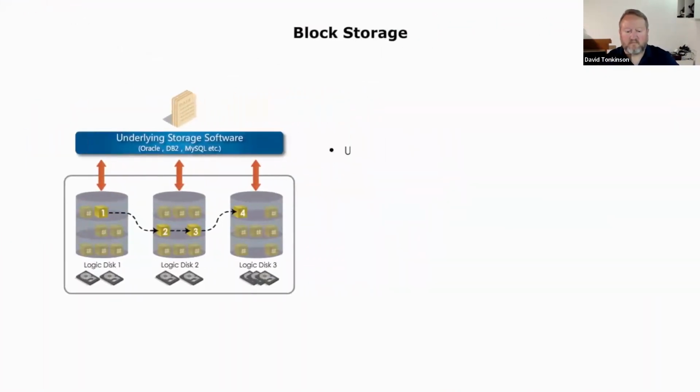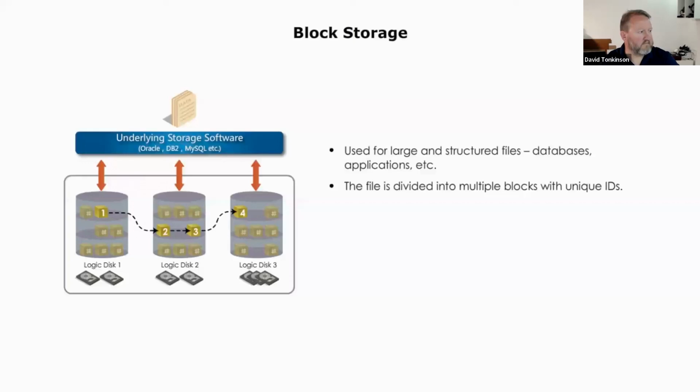Block level storage. Block level storage is commonly used for large and structured files, like databases, applications, etc. The file is divided into multiple blocks, and each block has its unique identifier, ID. Blocks can be stored in different distributed disk drives. When needed, they are retrieved by their ID and reassembled.